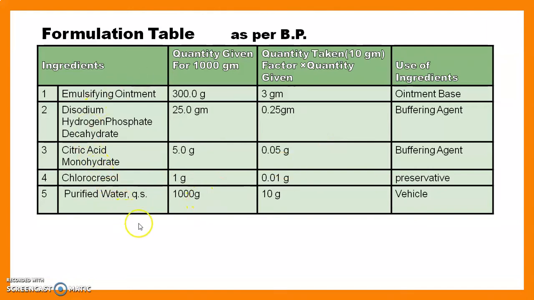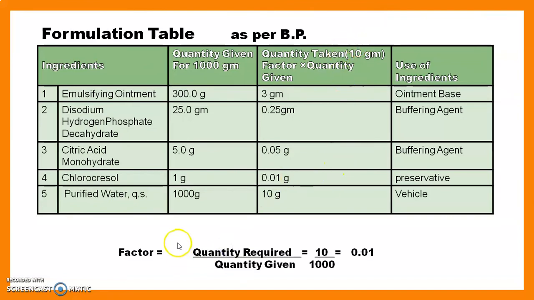This is our quantity given for 1000 gram, but we have to prepare only 10 grams, so we have to find it out with the help of a factor. Factor can be calculated as quantity required upon quantity given. Our quantity required is only 10 gram and quantity given is 1000, so our factor is 0.01. By this 0.01 we multiply our quantity given and we ultimately get the quantity taken.